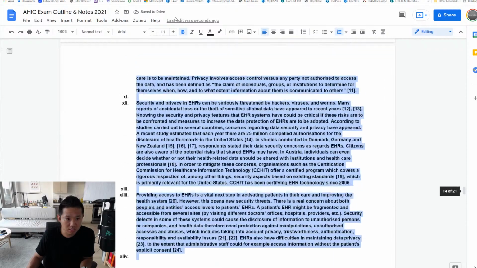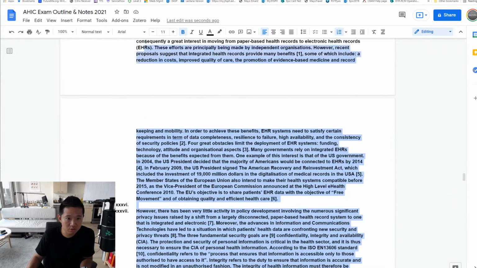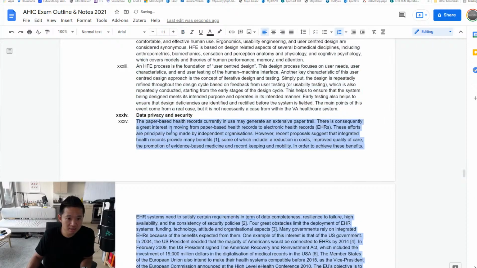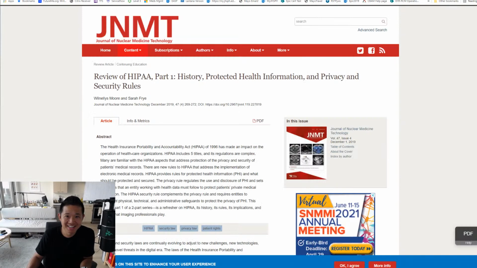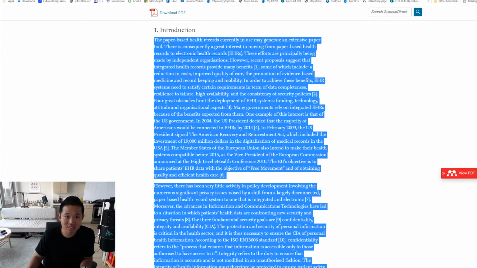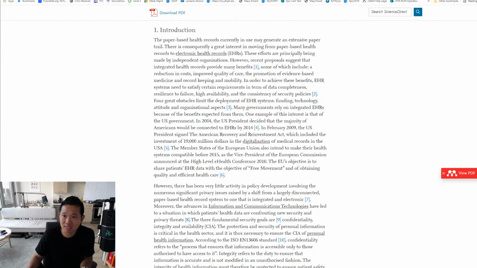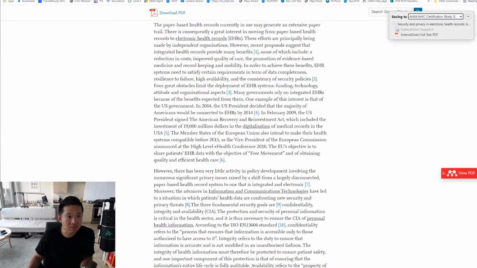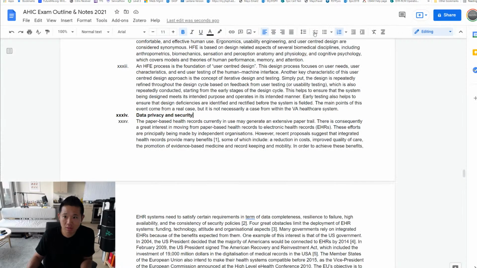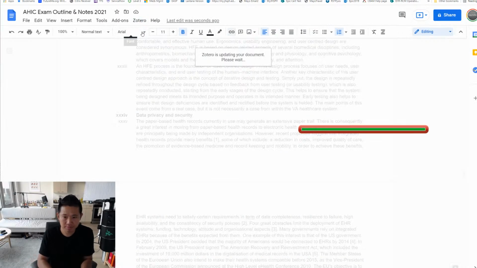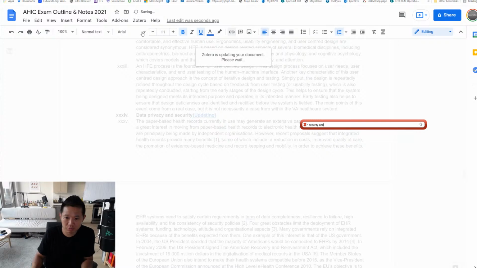Whoever uses this study guide is definitely going to study a lot. All right, let's close this. Let's go ahead and cite this. Security and privacy. Security and privacy. Perfect.